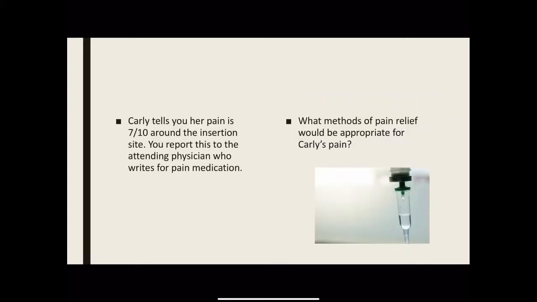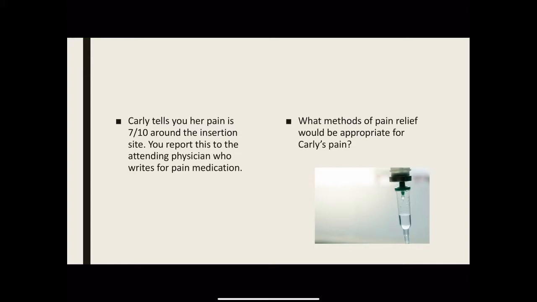So Carly tells you that her pain is a 7 out of 10 around the insertion site. You report this to your attending physician who writes for pain medications. And then again, here we go, pulling in things from other classes. This is a good pharmacology question then. So what methods of pain relief would be appropriate for Carly's pain?